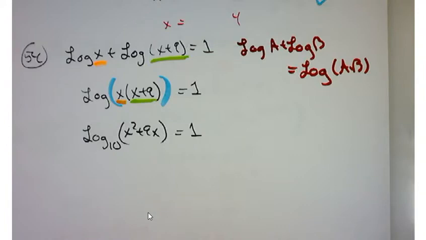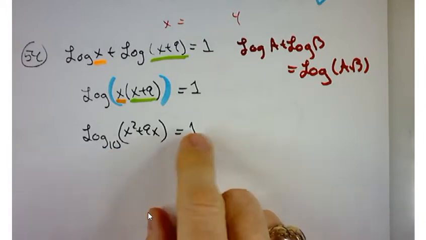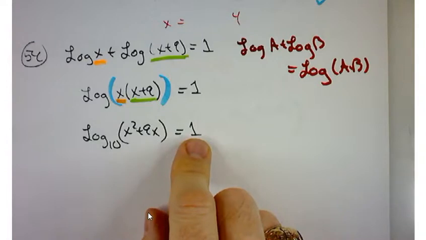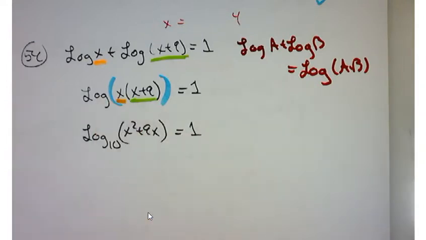What method are we going to use now? Method 1 or method 2? 2, right? So we've got the log of something equals a number, right? Why is 10 there? It's a good question. How do you know to put the 10 there?